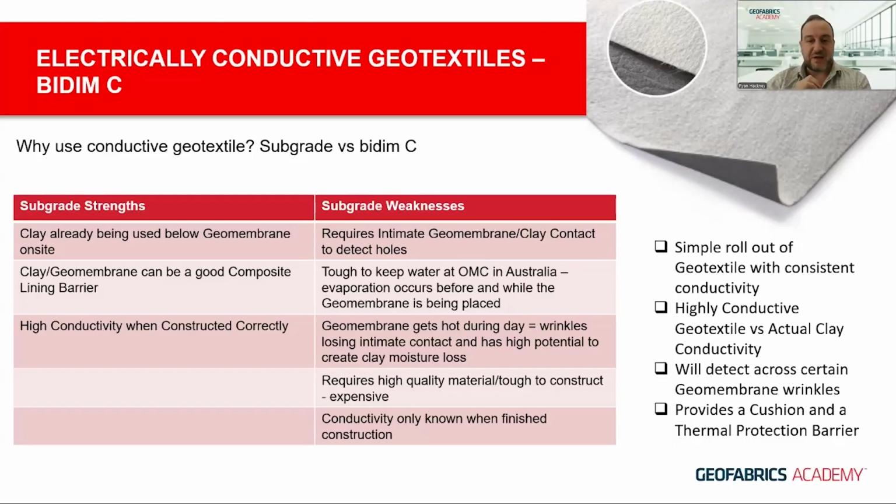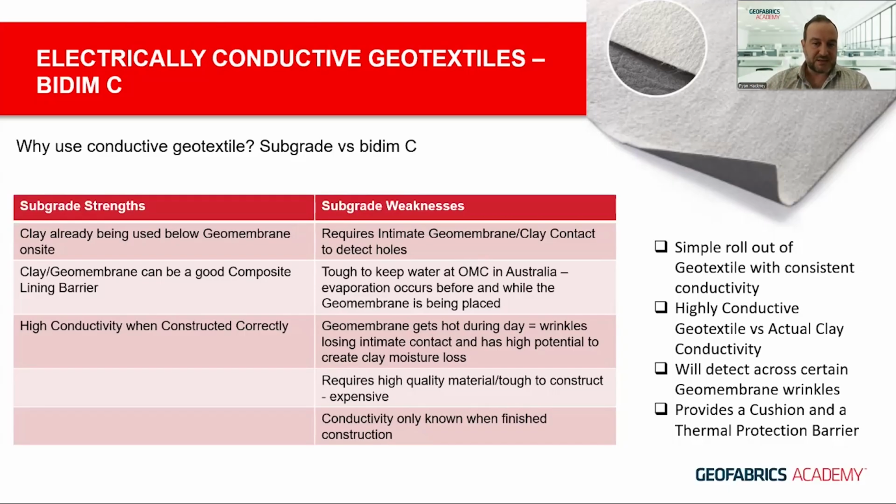In remote conditions in some areas of Australia, it can be quite hard to retain moisture in the subgrade. There's evaporation that can occur, and desiccation can happen in the subgrade, so that could impact the conductivity of the subgrade underneath the geomembrane. And again, as the membrane gets hot during the day, wrinkles form, and you're losing that intimate contact, but also allowing evaporation to occur and collect within those wrinkles, and again desiccate the clay underneath the wrinkle as well. So again, that's not enabling a good conductive medium beneath the membrane.